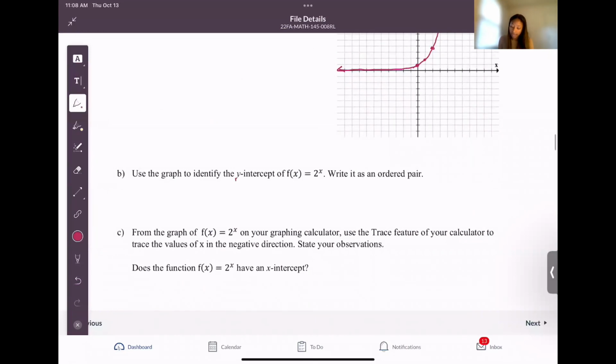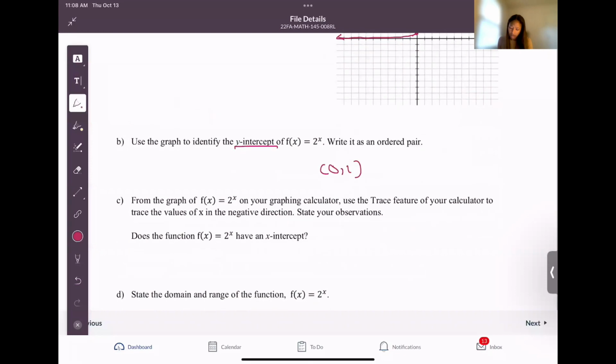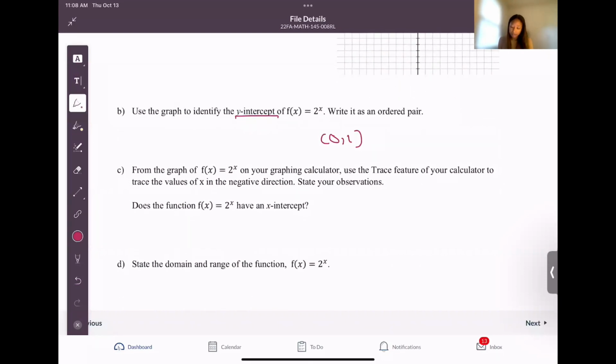The y-intercept is at (0, 1). Does the function have an x-intercept? No. The graph never actually crosses the x-axis.